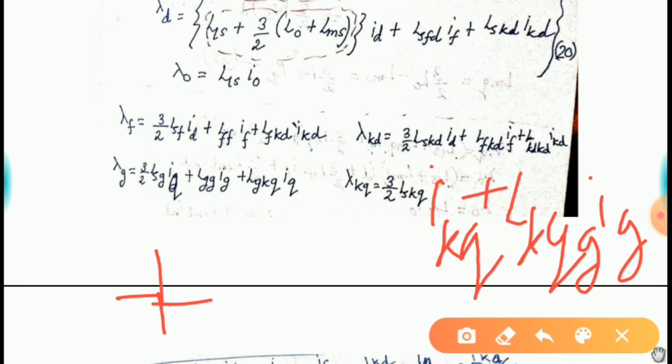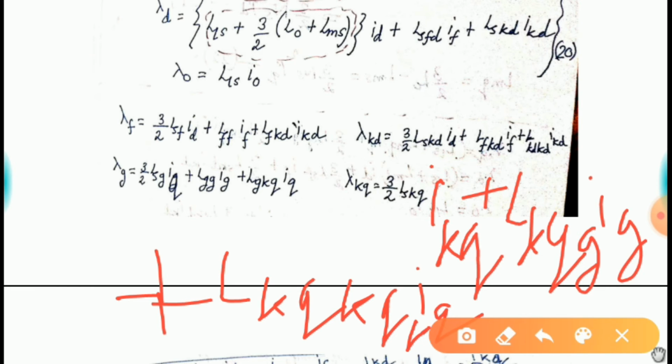That should be L K Q, K Q, I Q, right? Not I Q, it should be I K, yes, L K Q. Sorry, it should be L K Q I Q. Fine, L K Q I Q. Anyway, you can figure it out. You people are quite intelligent.